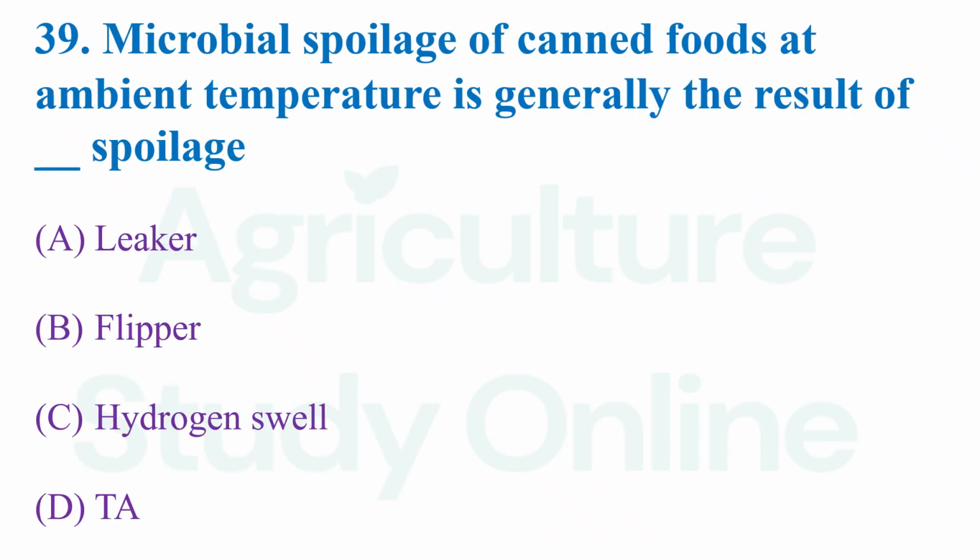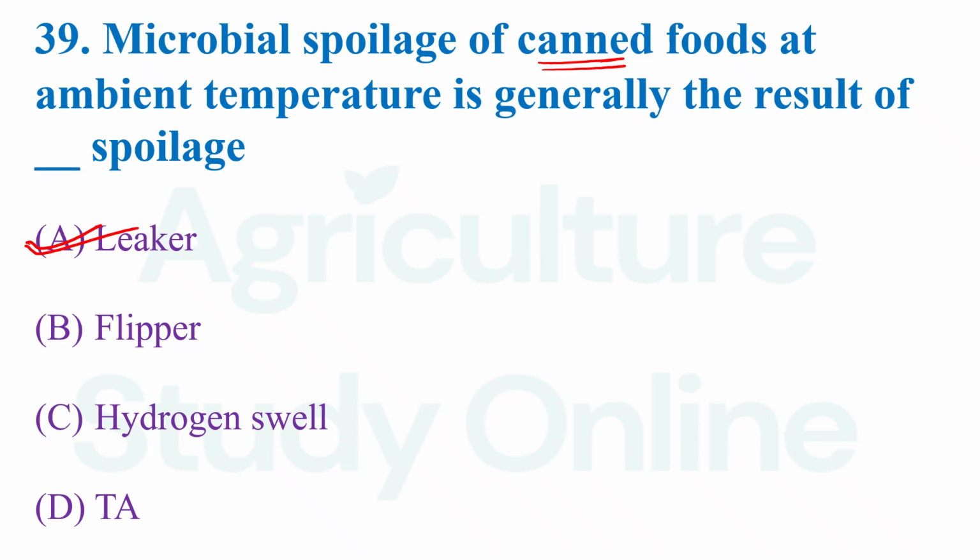Question number 39. Microbial spoilage of canned foods at ambient temperature is generally the result of dash spoilage. So, it is a result of leaker spoilage. Now, leaker spoilage basically occurs when the can is not properly sealed. So, microorganisms can enter from outside after the processing has been completed. Now, this can lead to microbial spoilage at ambient conditions.